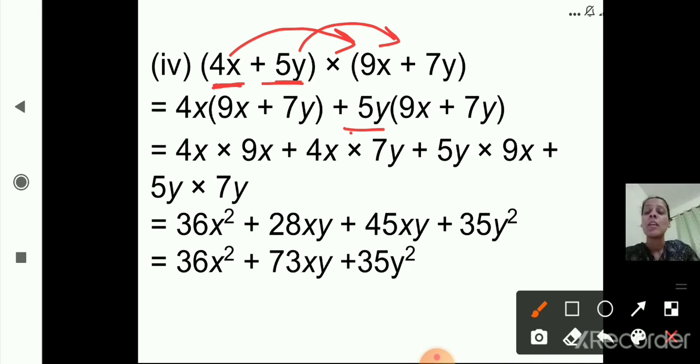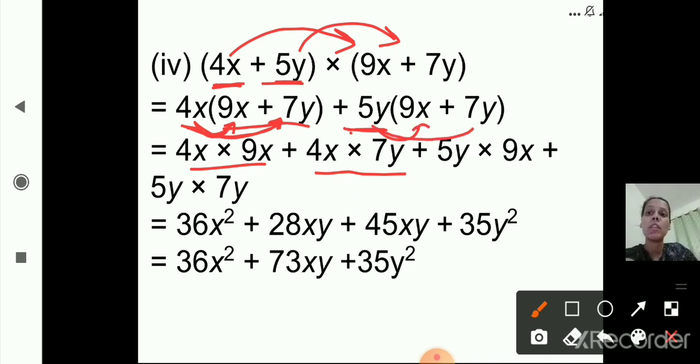Now after this, see the inside bracket 9x plus 7y and outside the bracket there is 4x. So 4x you will multiply with the first term and with the second term in the bracket, right? So 4x multiplied by 9x and 4x multiplied by 7y. Next, plus 5y. This 5y we will multiply with the first term and then with the second term in the bracket. So 5y multiplied by 9x plus 5y multiplied by 7y. Hope you are clear till here.